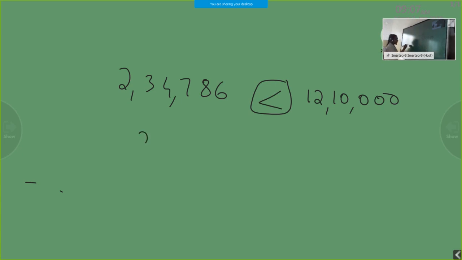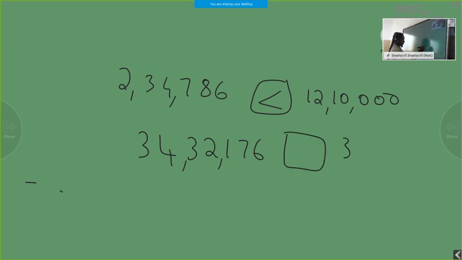Next process: in the next question, if we have 2 numbers having the same number of digits, in the first one we have 7 digits, and in the second one also we have 7 digits. So the first rule we cannot apply here, so we'll move to the second rule. What is the second rule? If 2 numbers have the same number of digits, then what do we have to do?